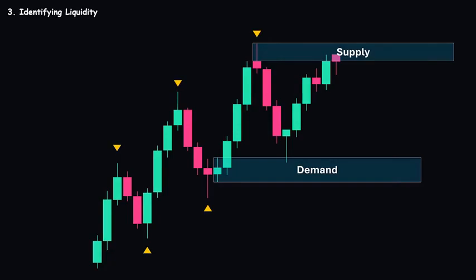This means there is liquidity both below swing lows and above swing highs, which we refer to as sell-side liquidity and buy-side liquidity, respectively. Now let's talk about the key liquidity types you should mark on the chart.